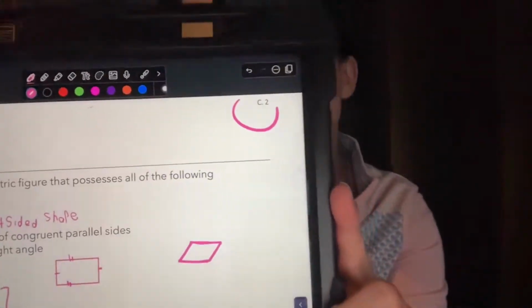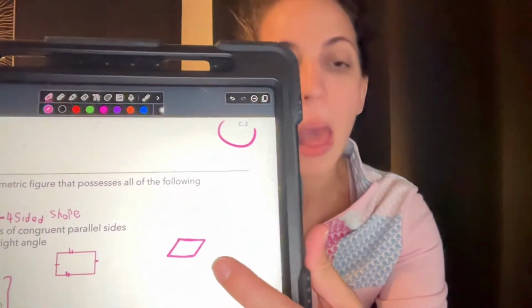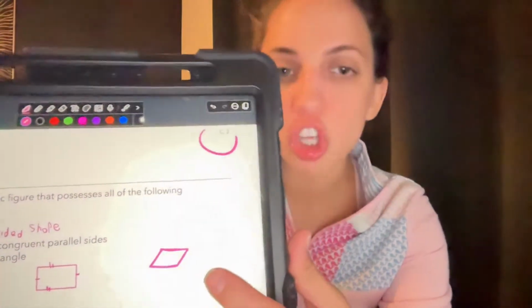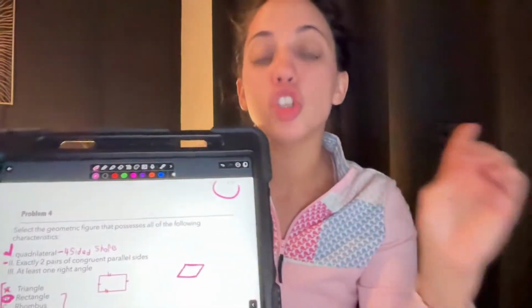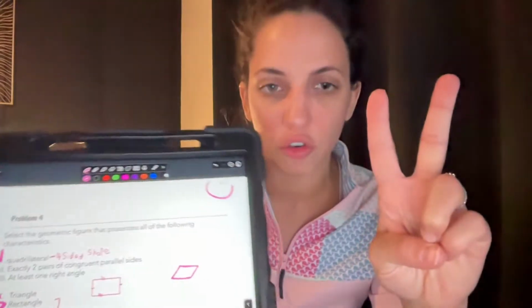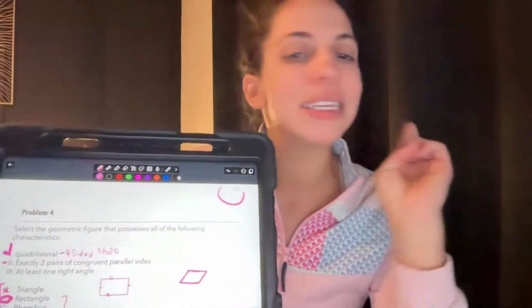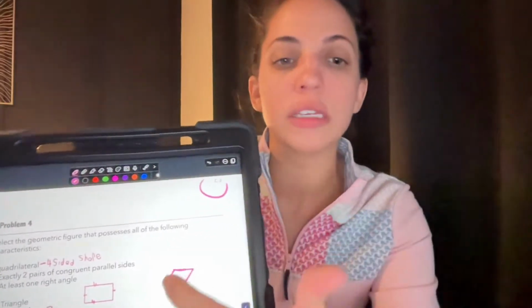Typically we think of a rhombus as looking like a pushed over square, but a square is also a rhombus. A rhombus is not always a square. Do not think that. A square is always a rhombus because a square has four equal sides and two sets of congruent parallel sides. But a rhombus is not always a square because a rhombus does not have to have that right angle. So this is a rhombus that is not a square.